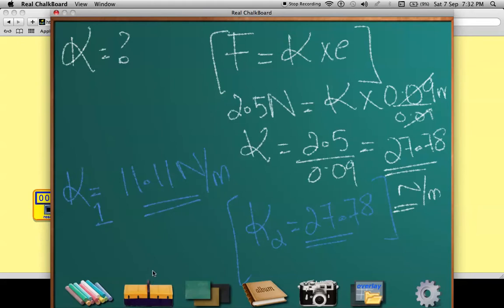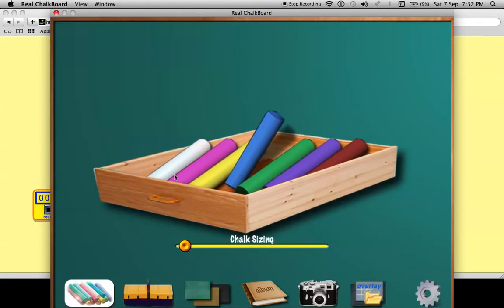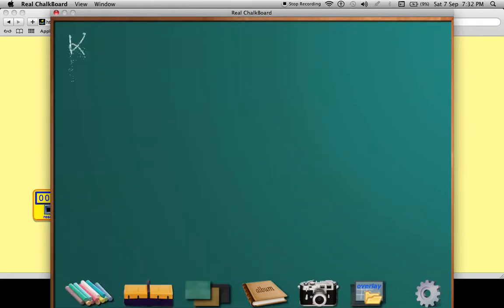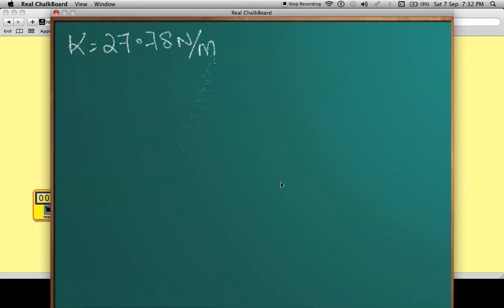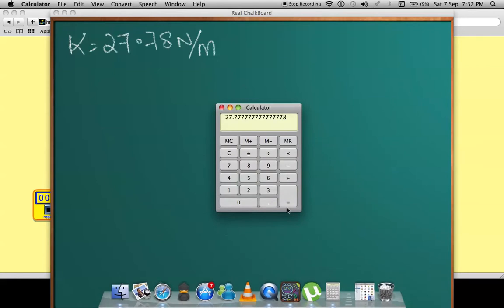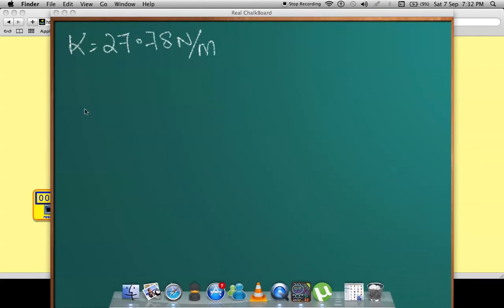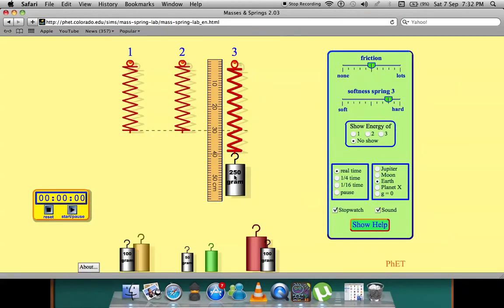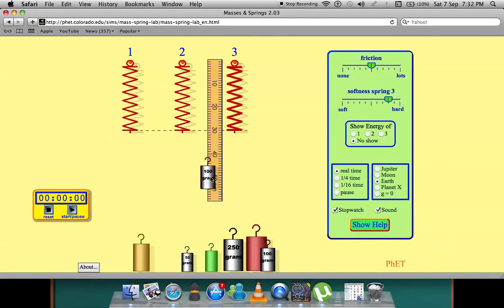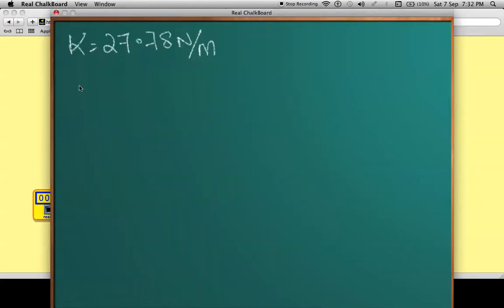Now let's see. We know the stiffness of the spring, which is 27.78 newtons per meter. If I'm correct, 27.78. Yes, I'm just rounding it off. So this is our new stiffness. Now let's see. Let me just take it down. Okay, all right. Let's now attach a mass. This mass here. I am attaching a mass of 100 grams now. Let's see what is the extension. So the mass is 100 grams.